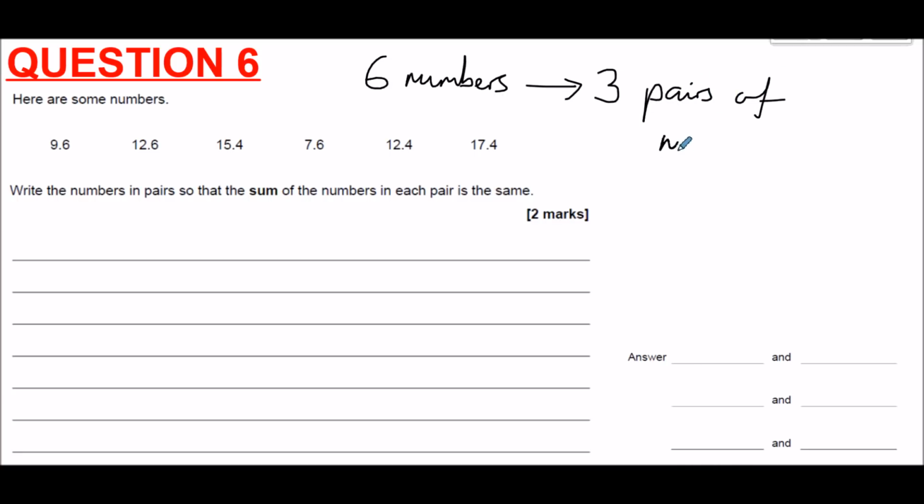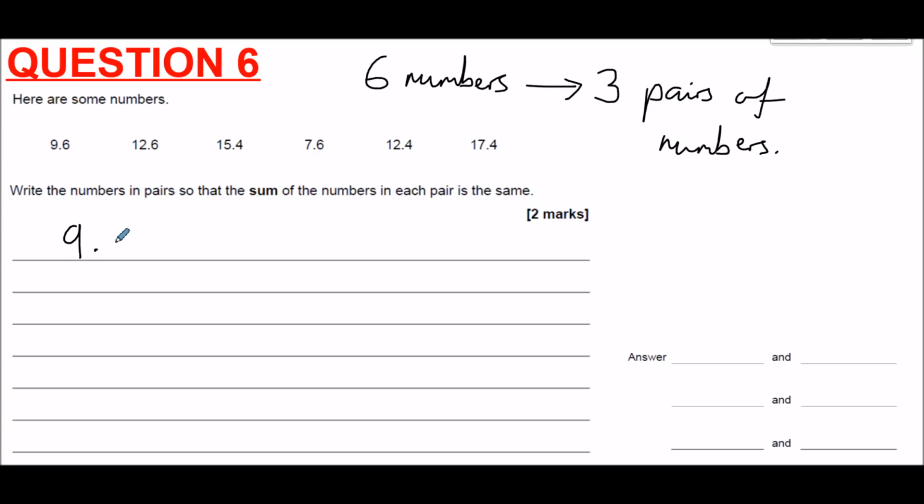Now this question can be, on first sight, quite intimidating, but if you just take a step back and think about it calmly, each sum is going to be the same. So there's 3 pairs of numbers, and they all need to be adding up to the same thing. So what you could do is find out what the grand total of all these numbers here is. So let's just do that and add them up and take it from there.